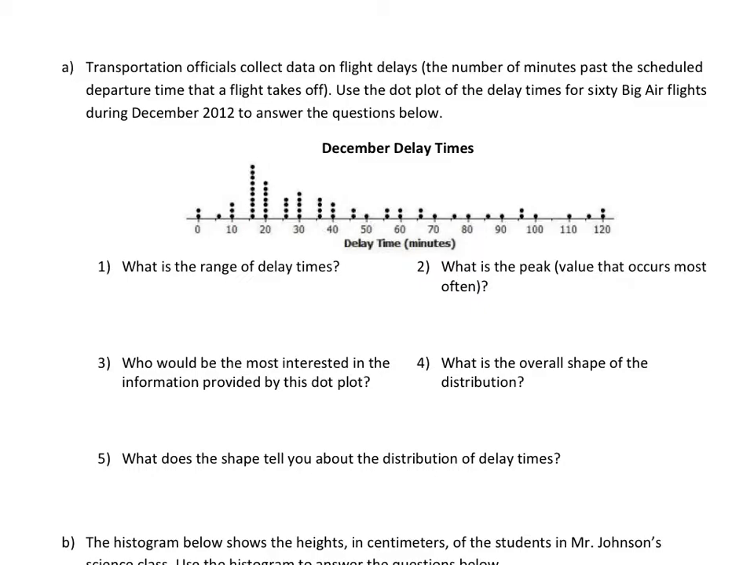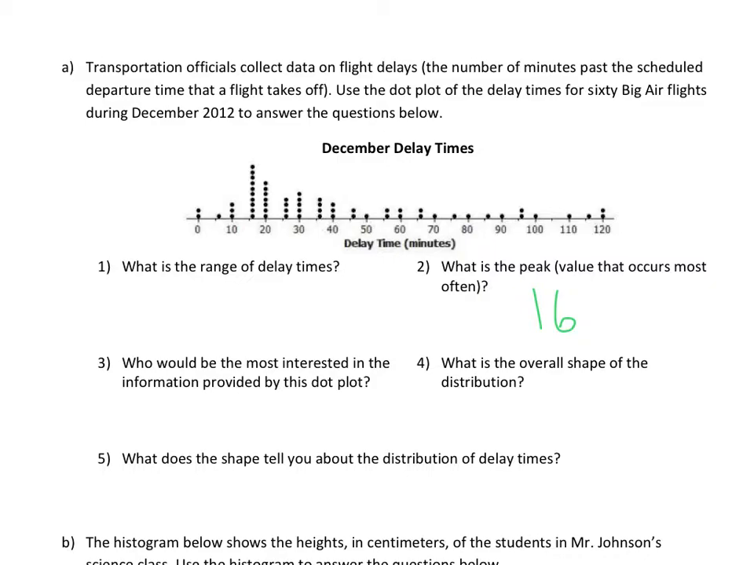Number 2, what is the peak, or the value that occurs most often? If you take a look at your graph here, the high point, the peak, is right here. So we have 10 and 20, which means this line is 15. But it is slightly more than 15, so I would go 16. So our peak is at 16.